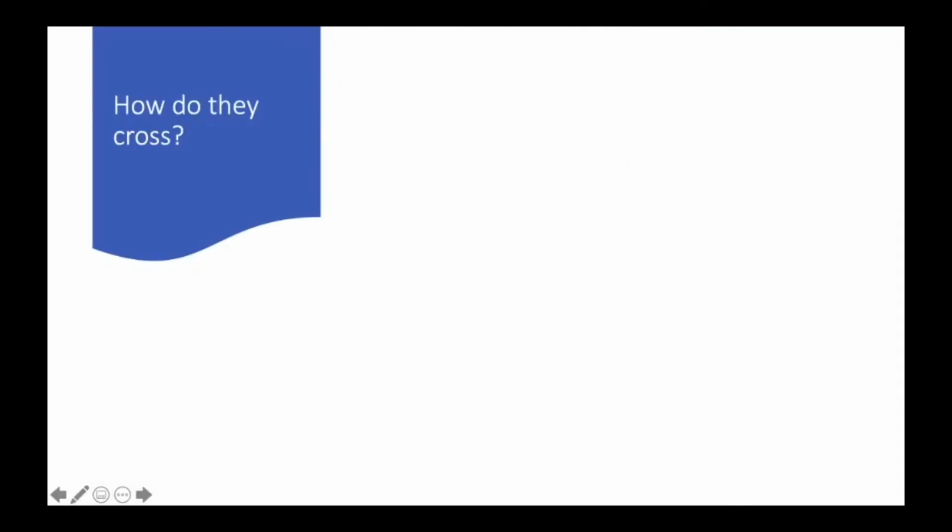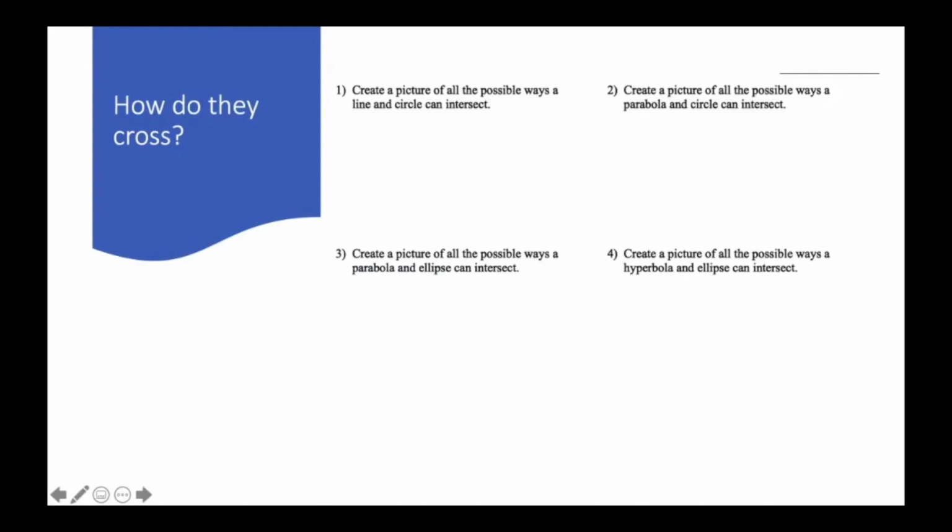We're going to do problems 1 through 4 together. We're going to see how they do cross. We're going to look at the physical way that they cross by drawing some pictures. Number 1, create a picture of all the ways a line and a circle intersect. We're going to do this first without a conic section, just a line. And we're going to do that with a circle. So we're going to do this with a sketch.